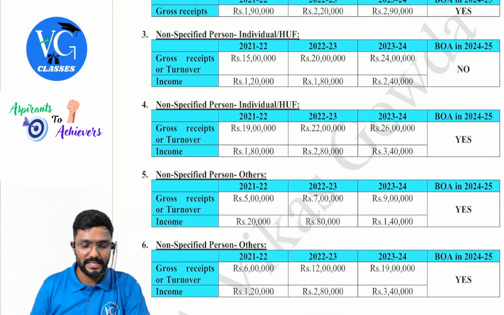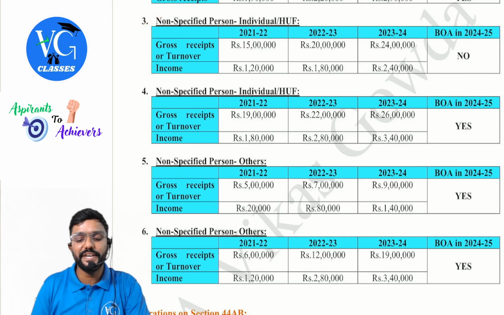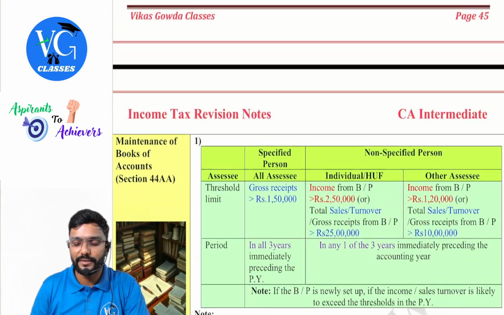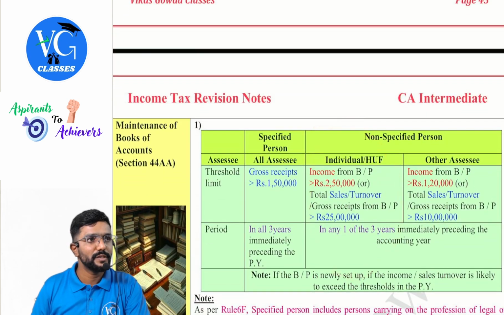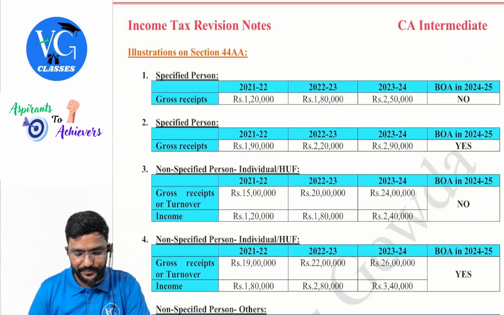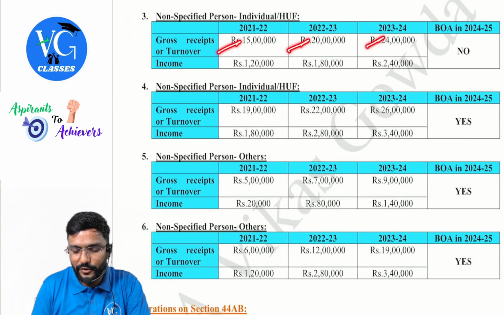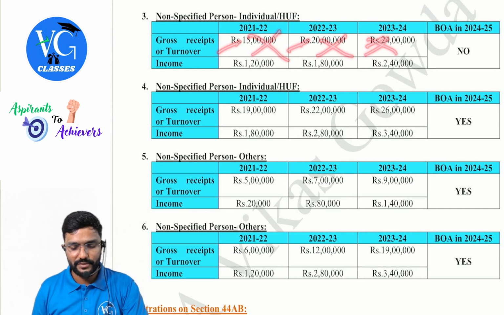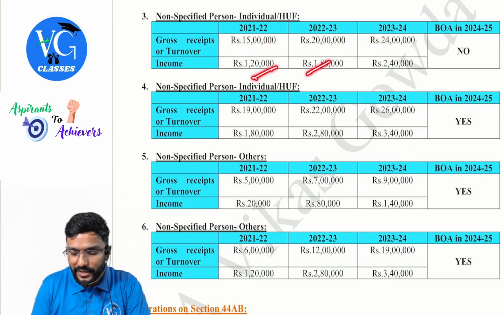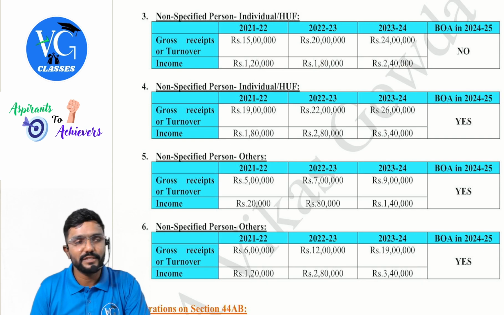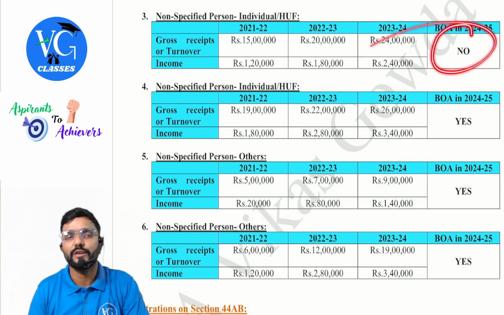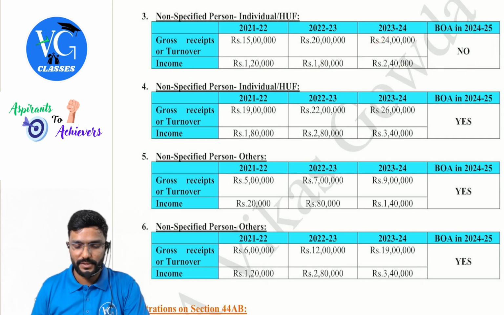Next, non-specified person who is an individual or HUF. This category I am covering. This category 250 and 25 lakh. Gross receipts 15, 20, 24 not crossed. In any year not crossed. Income 120, 180, 240 not crossed. Not crossed anywhere. No books of accounts.